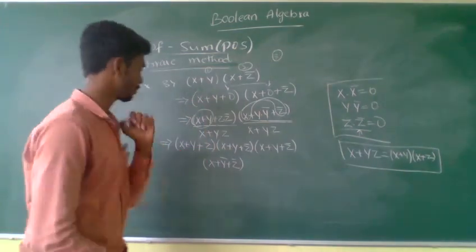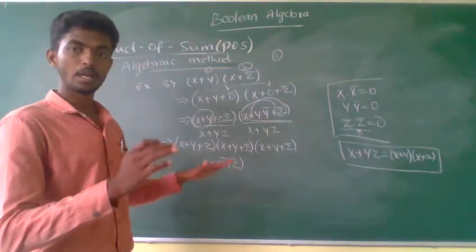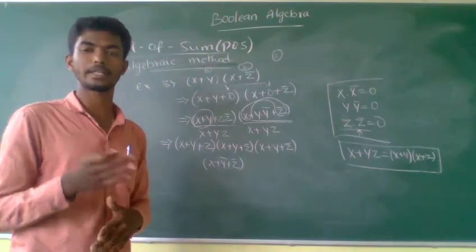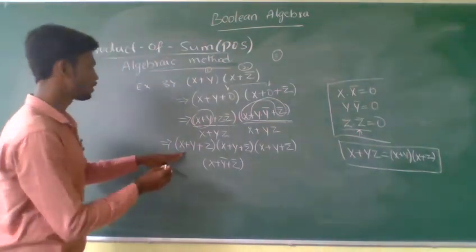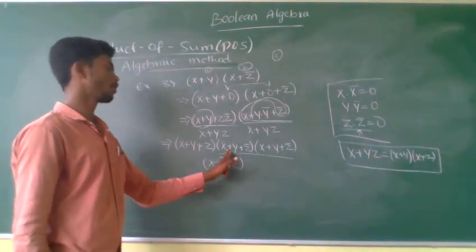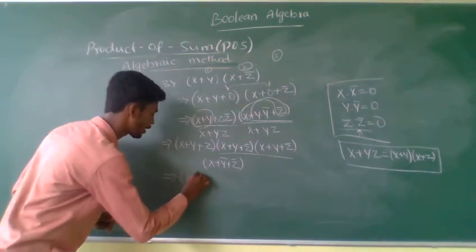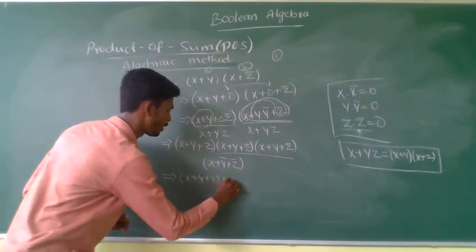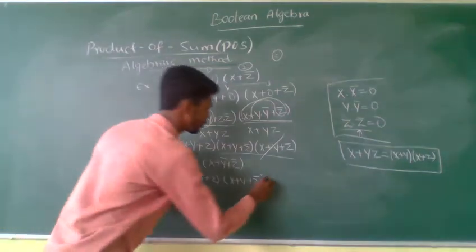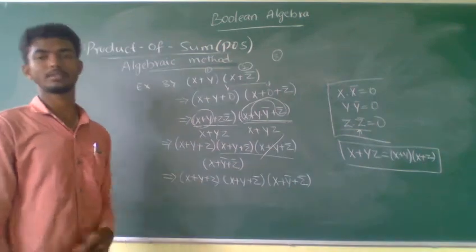using the algebraic method. The next step is how to identify the redundant terms. If any redundant term is there, you have to avoid that one. Just observe here, is there any redundant term? Yes, there is. The same term is available more than once. Just replace it by one occurrence. So we will get x plus y plus z, x plus y plus z complement. This is a redundant term, so leave it, x plus y complement plus z complement. This is the final answer for you.